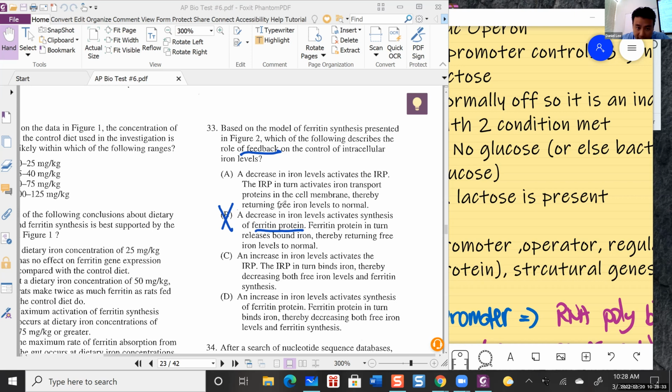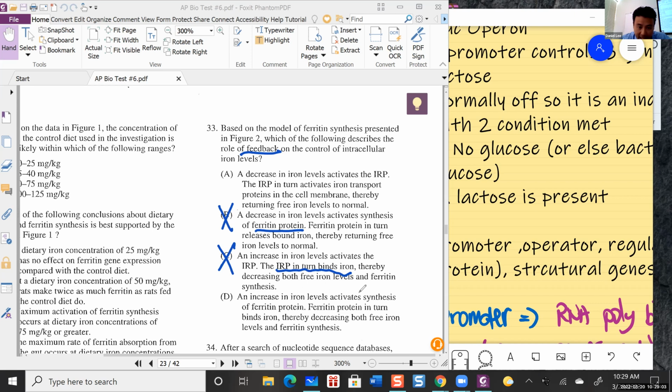Increasing iron. Now remember, IRP is a repressor protein, yeah? And IRP binds iron. Okay, so this is garbage too, yeah? IRP does not bind iron. IRP binds to the mRNA. It's the ferritin protein that binds iron. So that looks off too, right? 33. Okay, so let's look at the last one.